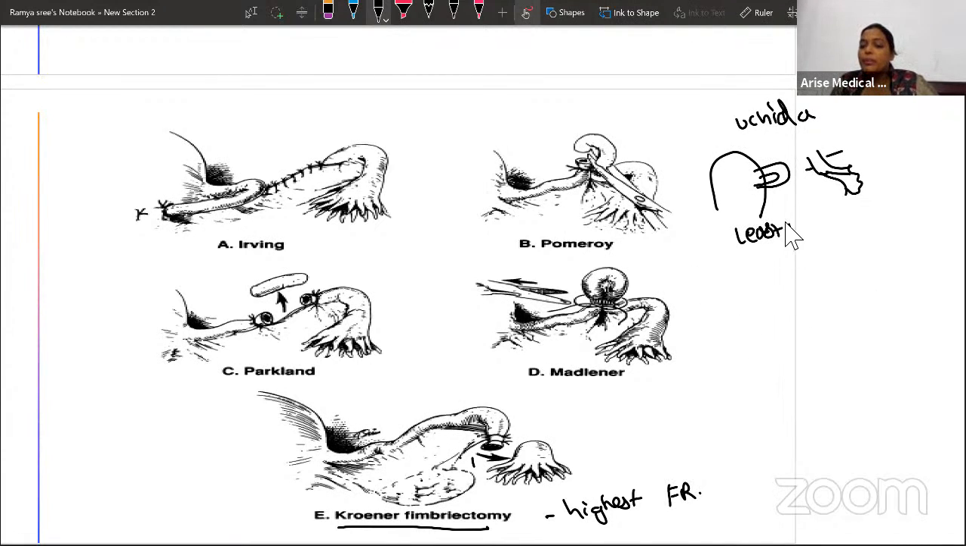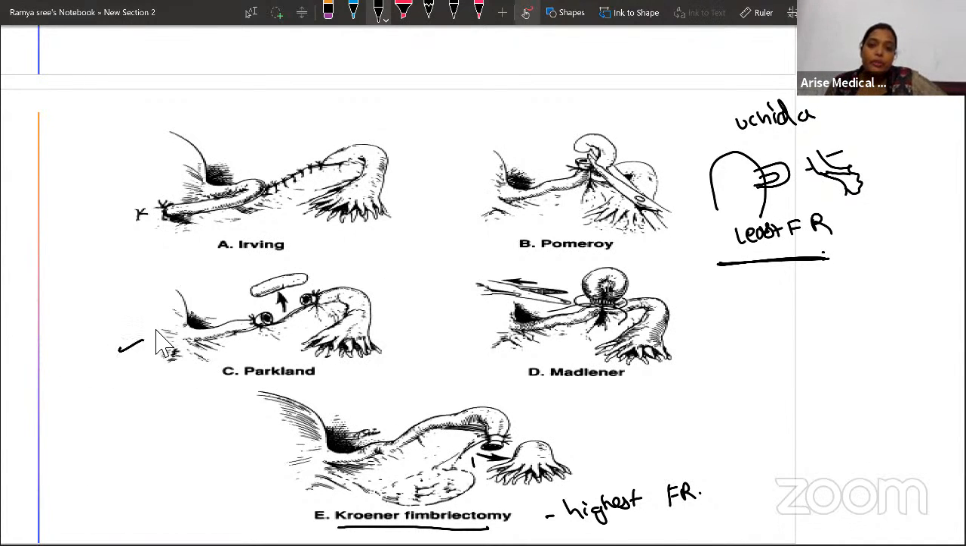Now many students ask me, when Uchida has the least failure rate, why is Uchida not considered the procedure of choice for mini laparotomy? It is not very easy to bury the fallopian tube into the myometrium. It can bleed. So the procedure has the least failure rate, but it is difficult. Not very difficult, but Pomeroy is comparatively simpler than Uchida. That's why Pomeroy is the one which is done.